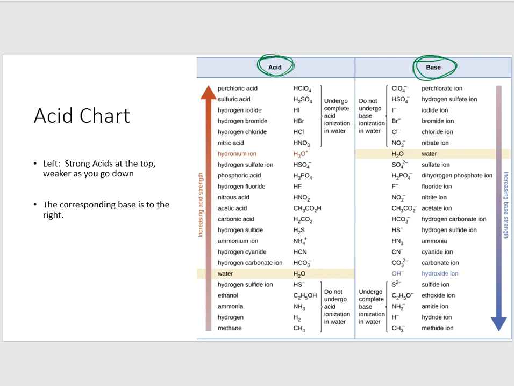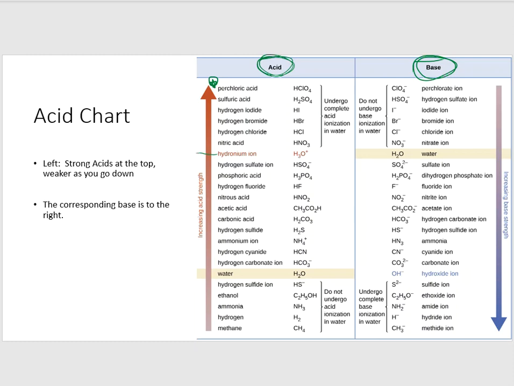Okay, so the reason that I'm saying ranking is because up here at the very top, we are seeing our strong acids: perchloric, sulfuric, HI, HBr, HCl, HNO3. All of these we said were very, very strong. And they're listing them up here at the top of the chart. So this is in ranking order, folks. That's how I look at this.